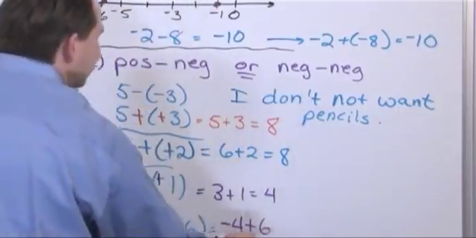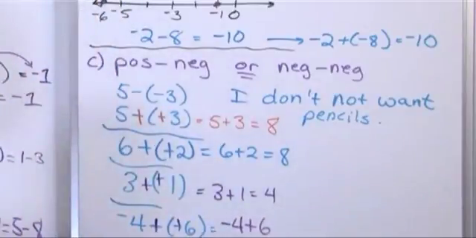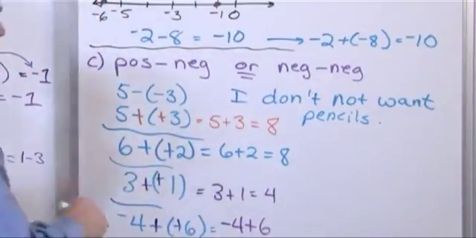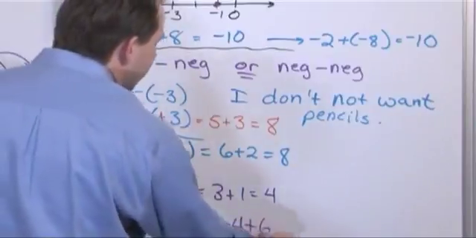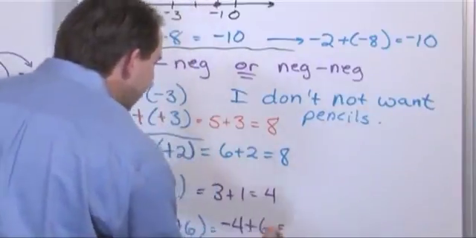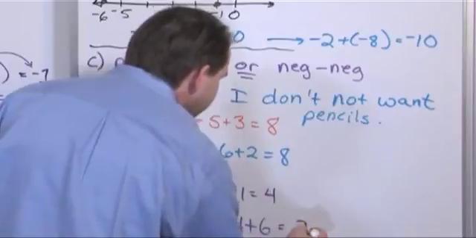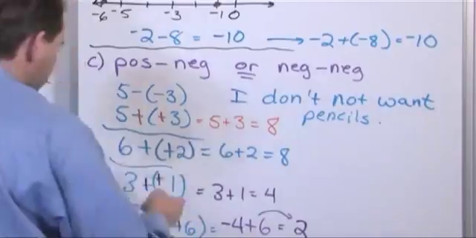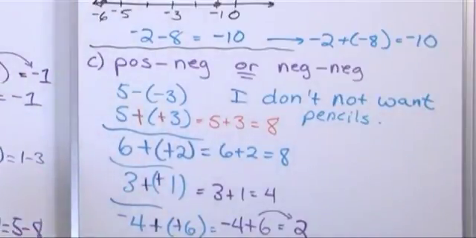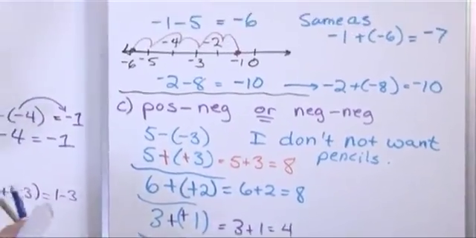Now we still have to do this addition, which we learned in the last section when we were adding integers. Because one of them is negative and one is positive, we always subtract these. So 6 minus 4 is 2, and we take the sign of the larger absolute value, so it's positive. So negative 4 plus 6 is 2. Make sure you understand that.